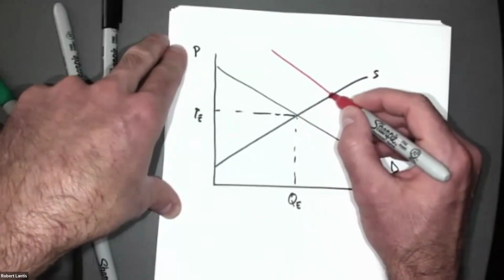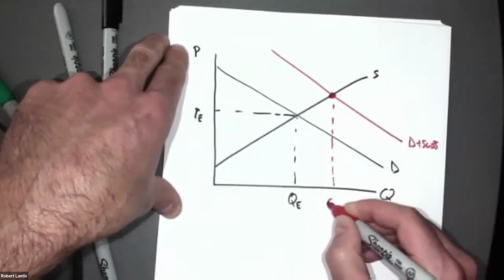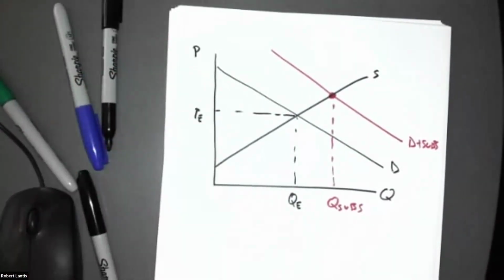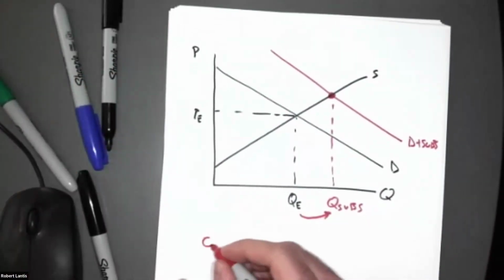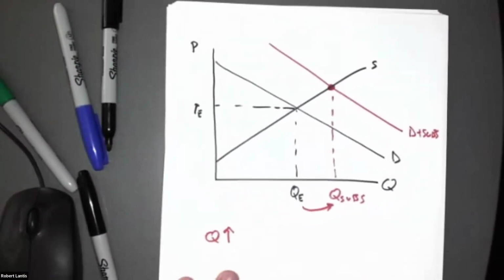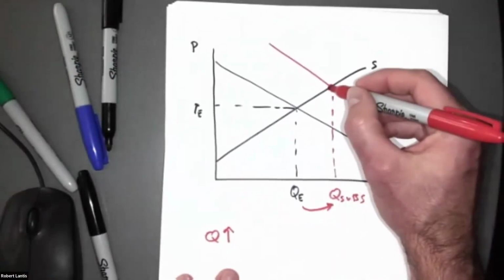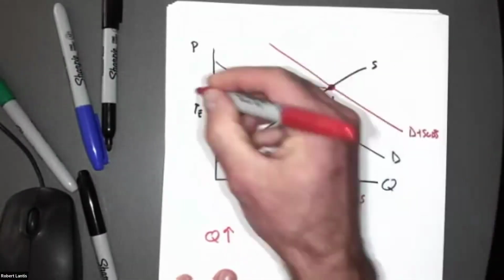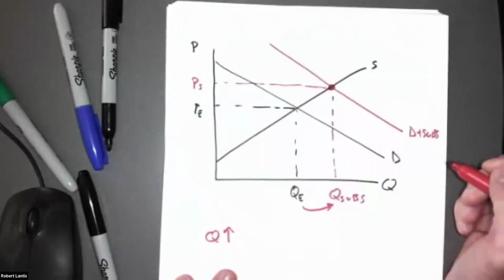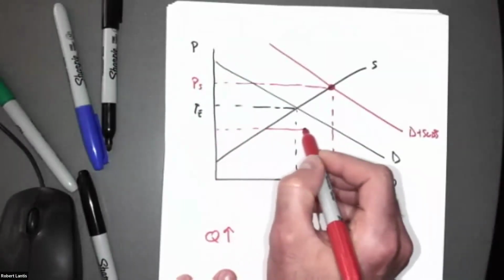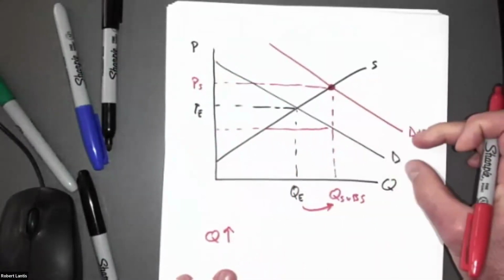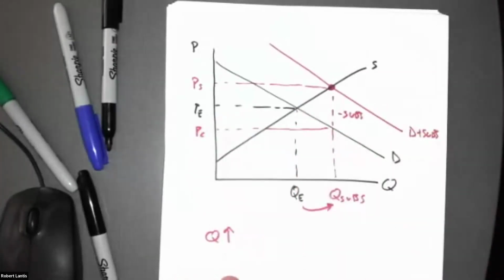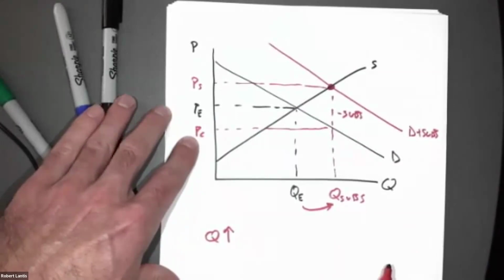Well, we can still identify where that new quantity is going to be after the subsidy. So what's happened to the quantity after the subsidy? Quantity has gone up. This price now represents the total value, or the price that the seller gets to keep. The price that the consumer pays will be that amount minus that subsidy. So the price that consumers pay goes down.